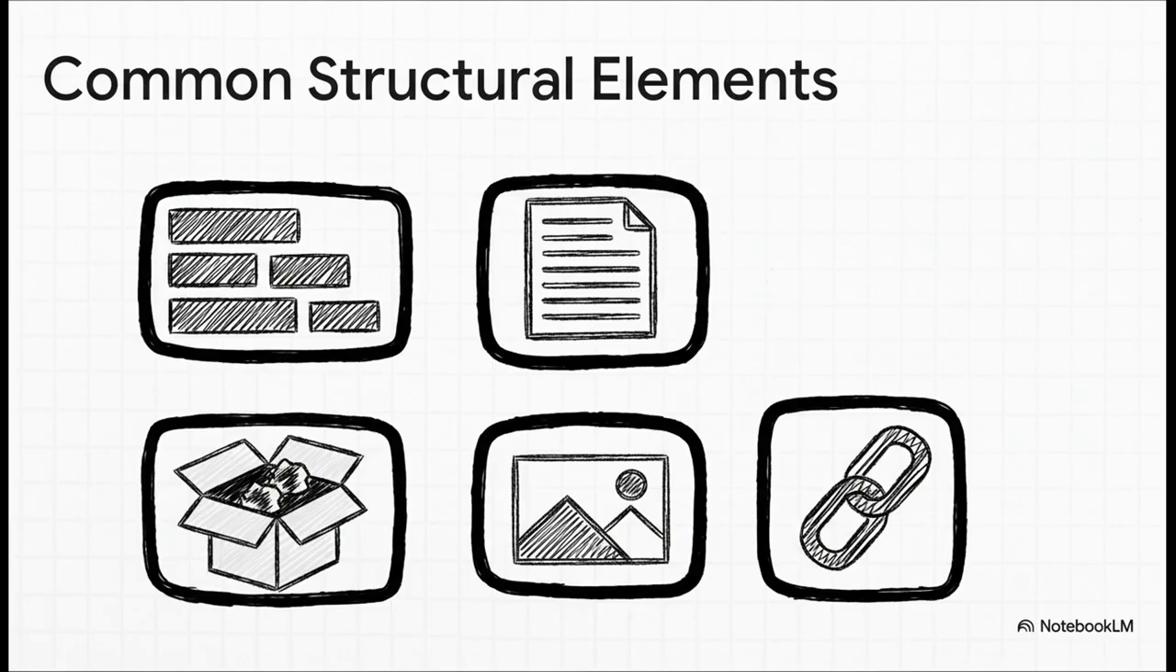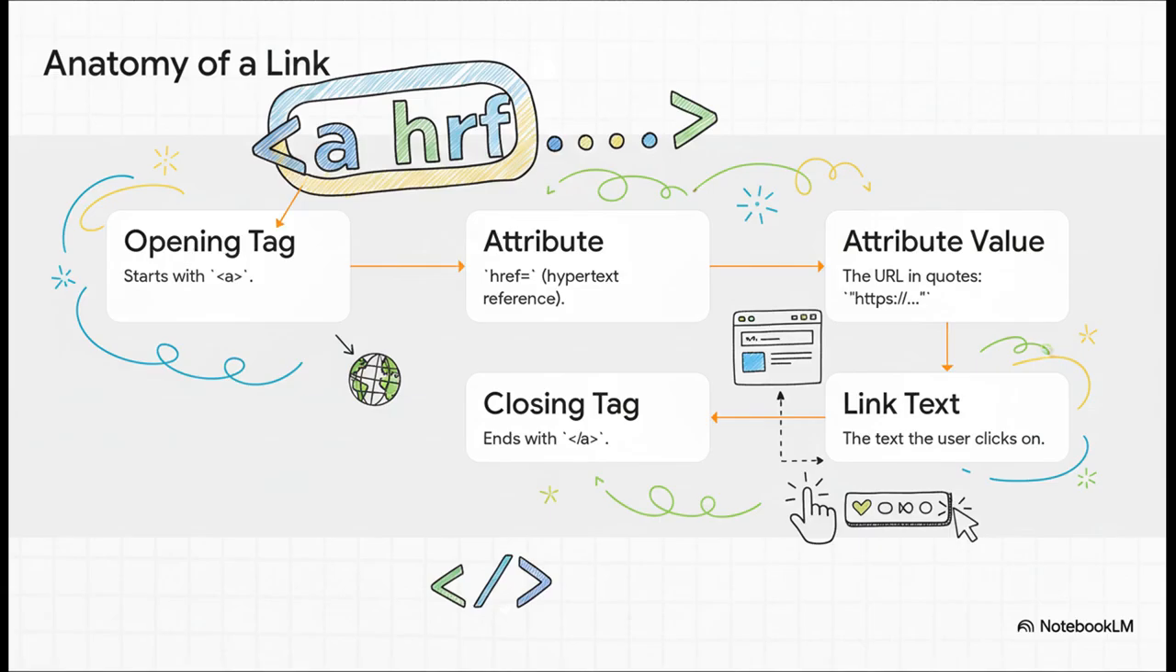And of course, the anchor tag, A, for links, and the image tag, image. Let's zoom in on that link tag for a second. To actually make it work, it needs a little extra information. We give it that info with something called an attribute. In this case, the attribute's name is href, which stands for Hypertext Reference, and its value is the URL we want to link to. See how that attribute just sits right inside the opening tag?